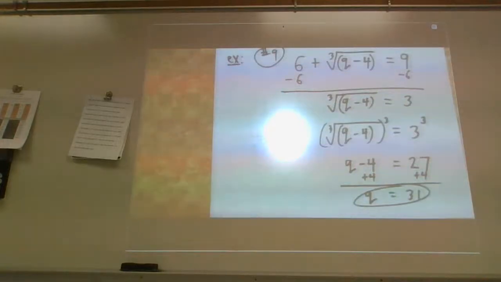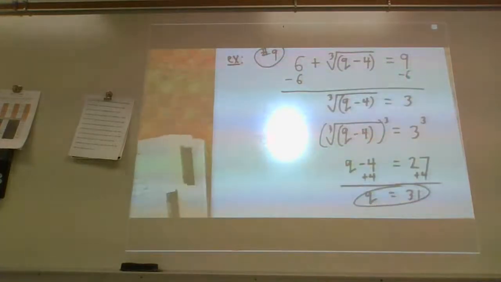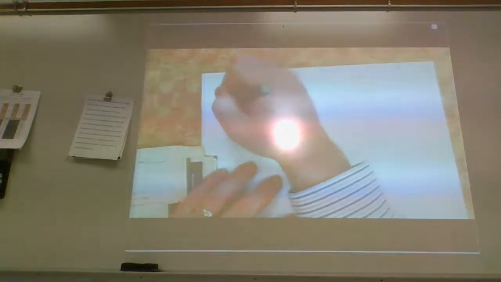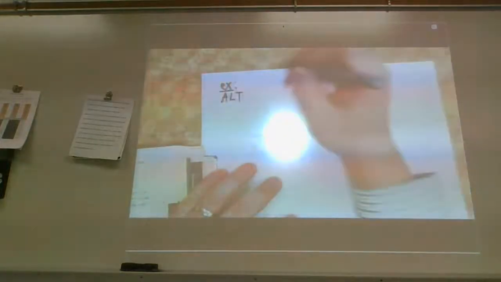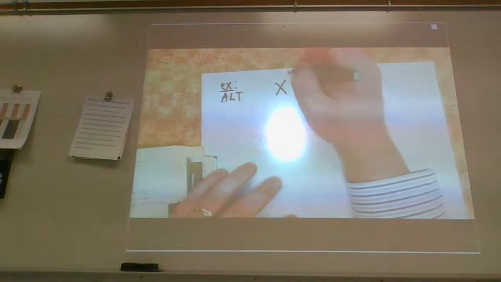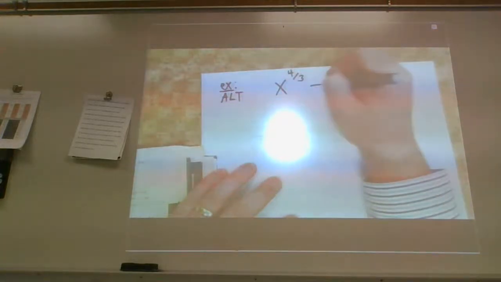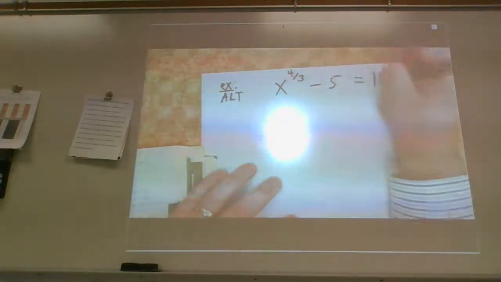I have an alternative problem for you. An alternative problem that's going to kind of throw this thing on its head a little bit. It's going to look much, much different than what I've just shown you. But we will be able to deal with it. Here is an alternative example. x to the 4/3 power minus 5 equals 11.